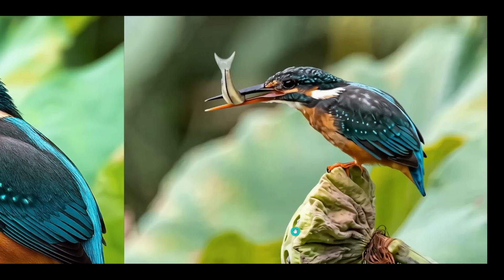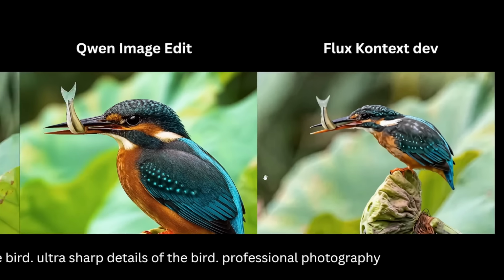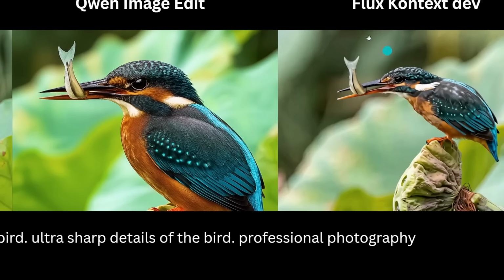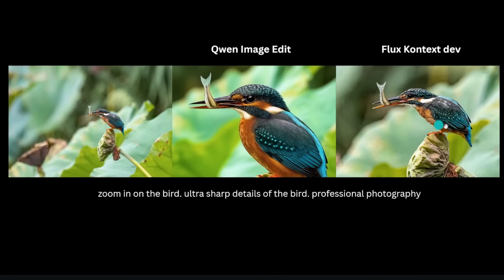Notice that the details aren't as great. It does seem to have kind of a plastic pastel vibe to it. So not as detailed or realistic as Qwen Image Edit. Although I do have to say that the pose of the bird in Flux Kontext Dev matches more closely with the original photo. You can see the bird is actually kind of leaning forward.